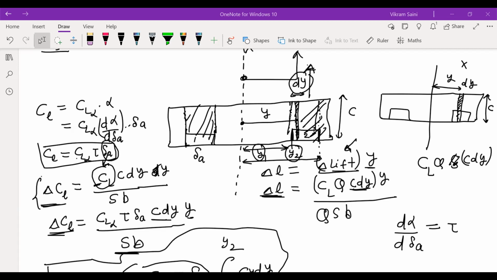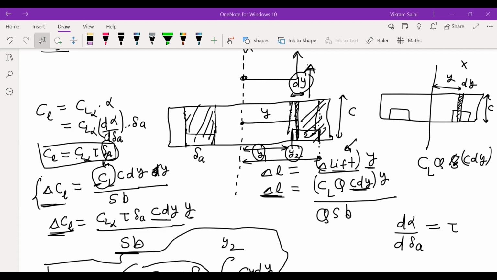Factor with y is multiplied. So will it remain 0 now? Not lift. Lift is 0. I agree with you. The net change in lift is 0. Okay, sir. But is there a net change in delta L?